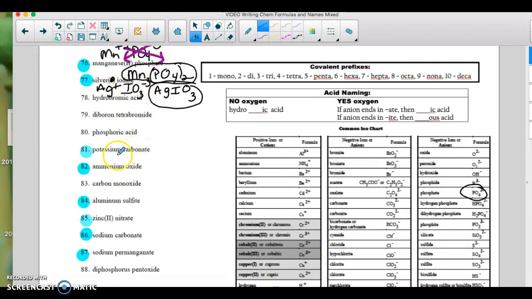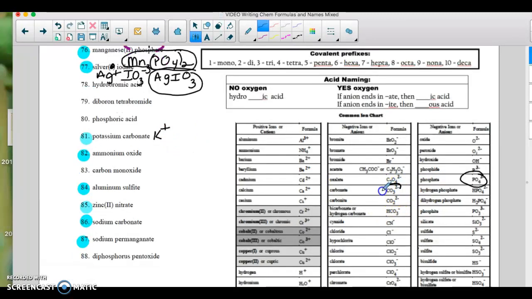Let's just do a couple more. So potassium is in group 1. It's always positive. Carbonate is right there, CO3 -2. I'm going to bring down that 2, bring down the 1, which I don't really do, but then I'm going to have 2 potassiums for every 1 carbonate, so the charges add to 0.